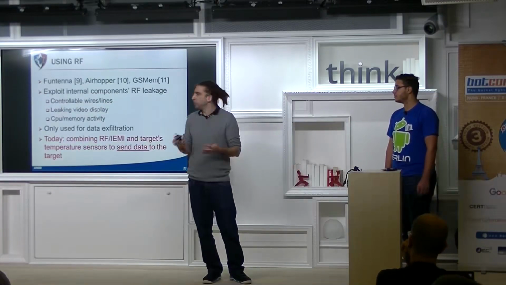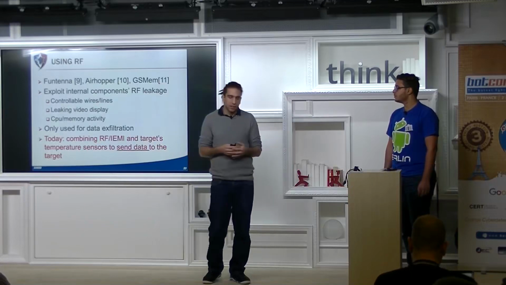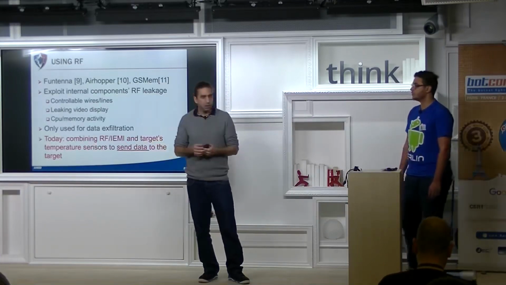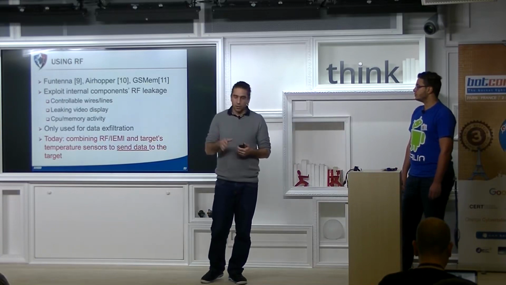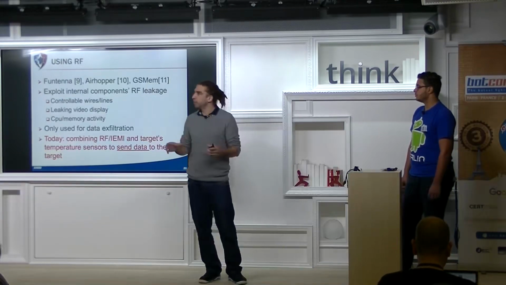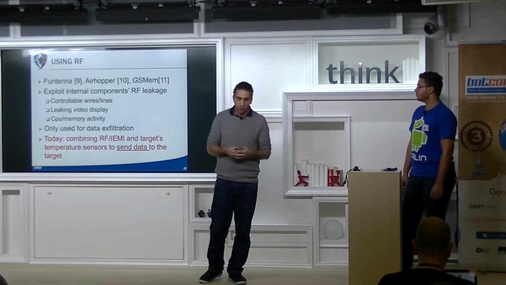And finally, it is also possible to use radio frequency waves to communicate. Here I'm going to refer to three works that have been published in the last 2 years. The first one, which is really interesting, is Funtenna. Here the idea is to exploit controllable wires or lines inside the device and use them as an antenna to send data. Their proof of concept was presented at CCC last year, I guess. They showed that by compromising the firmware of a Cisco phone, they were able to modulate an electrical signal on an unused wire. And they used that to modulate AM and FM signals and to exfiltrate data through the phone.